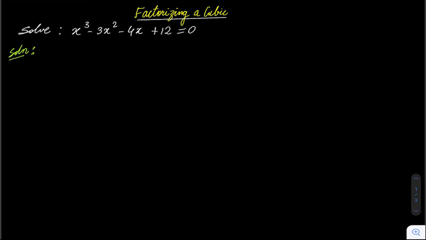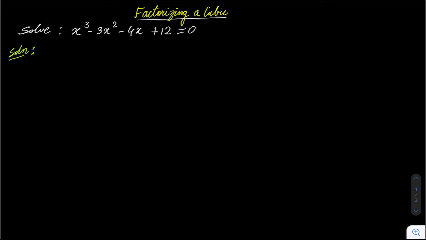For this chapter, you must know how to factorize a quadratic. If you don't know or you have some doubts, you can visit the STEM Trainer YouTube channel and watch that video on factorizing a quadratic, and then come back here. Okay, so now we have a cubic. We have to solve and find the values of x, so basically we have to factorize it. Our cubic is x cubed minus 3x squared minus 4x plus 12 equals 0.